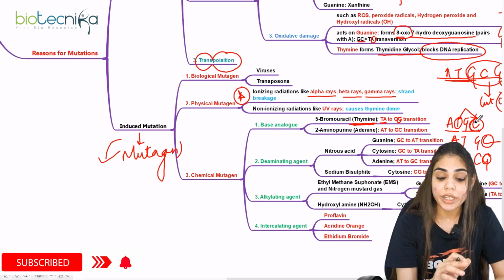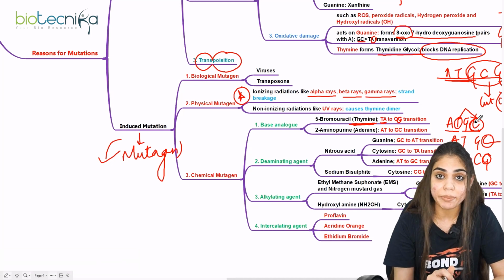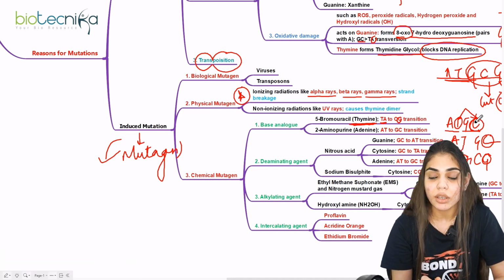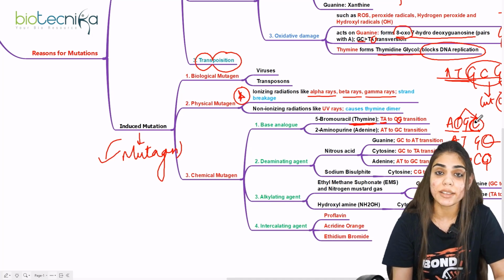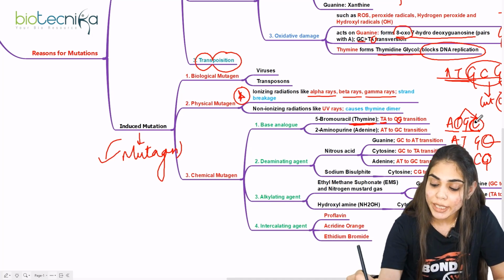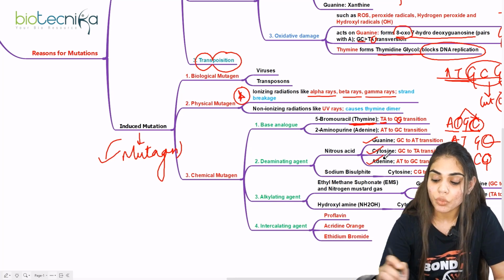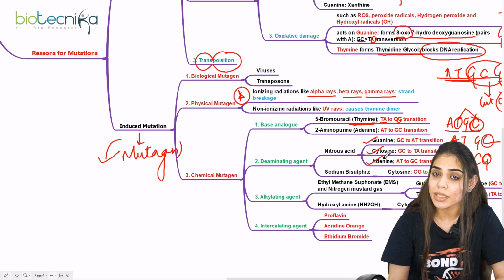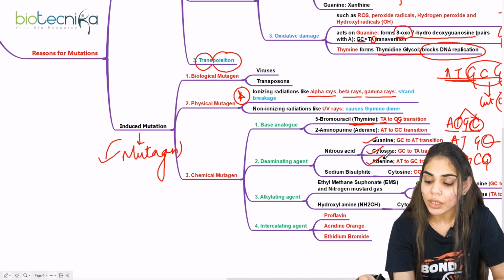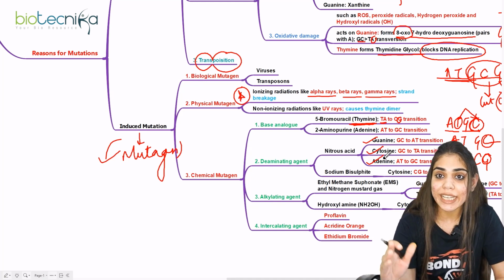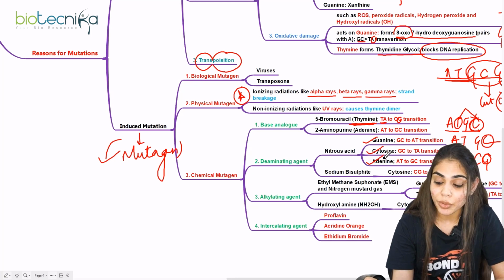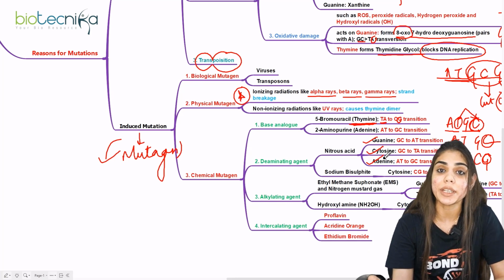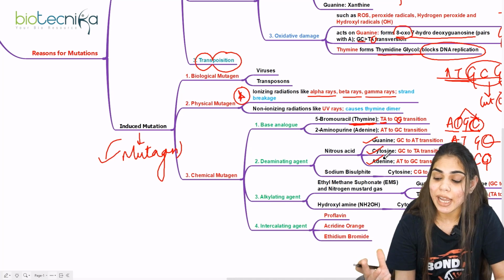Deaminating agent. Here you have to learn 2 examples. The one is nitrous acid, the other is sodium bisulfite. If you see nitrous acid, it is specific for guanine, cytosine and adenine. Why not thymine? Because thymine doesn't have any amino group. So guanine will be deaminated to form xanthine, cytosine will be deaminated to form uracil, and adenine will be deaminated to form hypoxanthine.